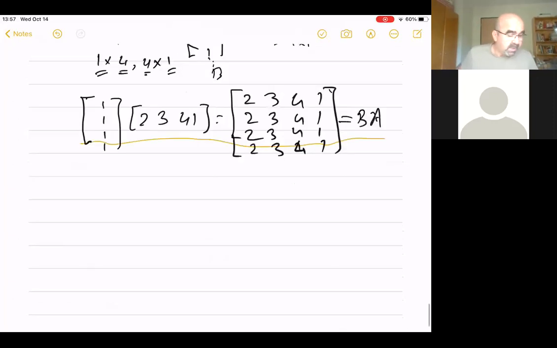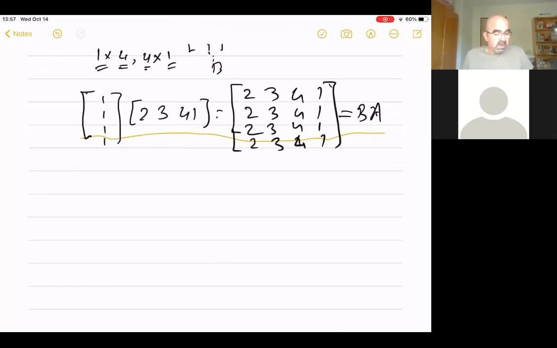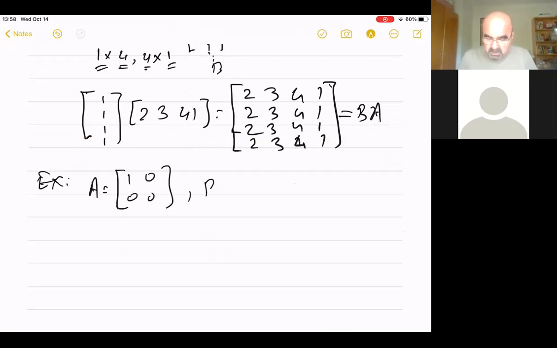Okay, next. Even if they are defined, let me give one more example. Suppose they are defined. Let's say an easy example. The easiest example is, let's take A to be 1, 0, 0, 0, and B to be 0, 1, 0, 0. So this example will show you the difference between the multiplication of matrices and the multiplication of real numbers.